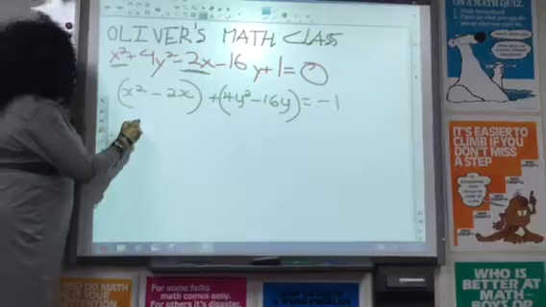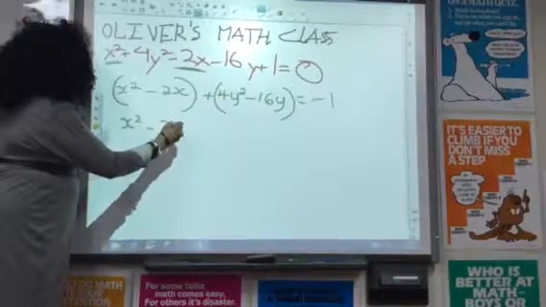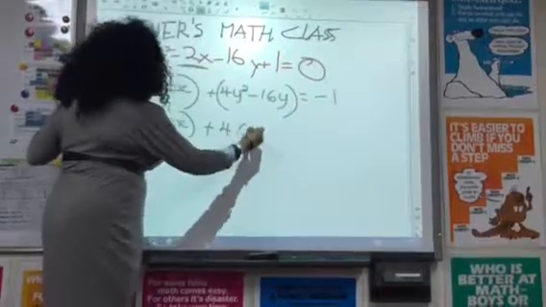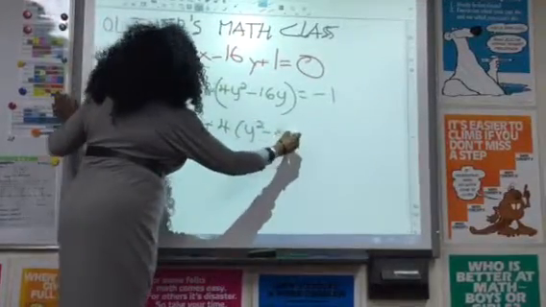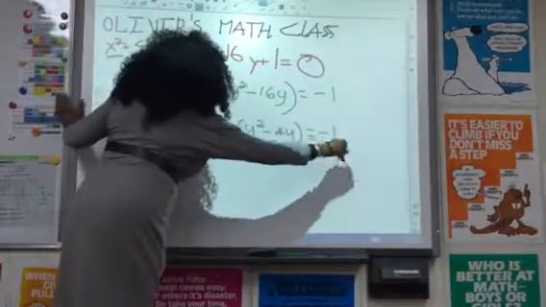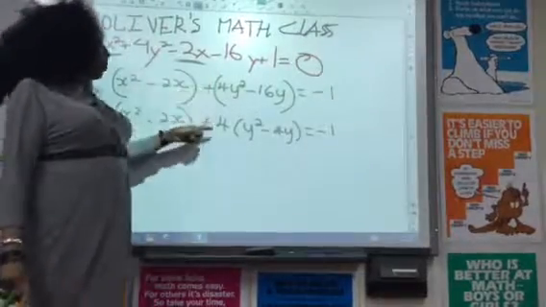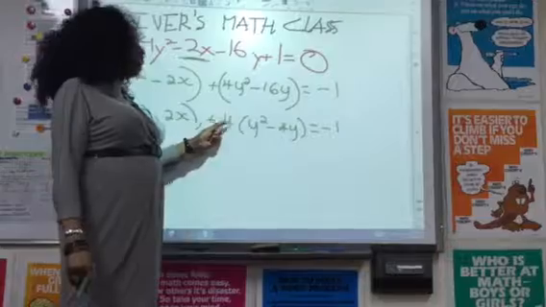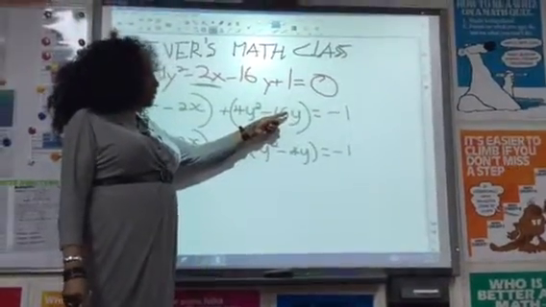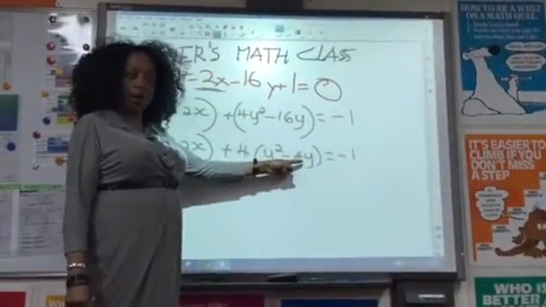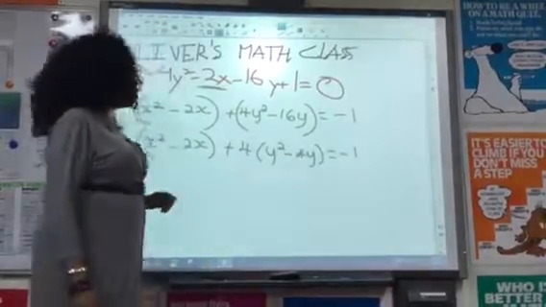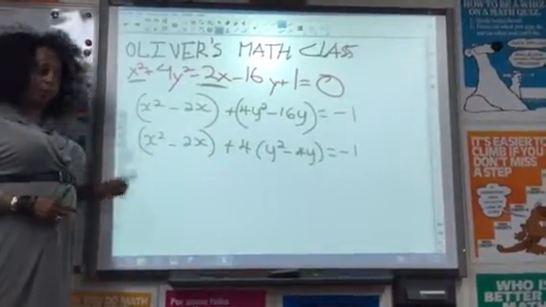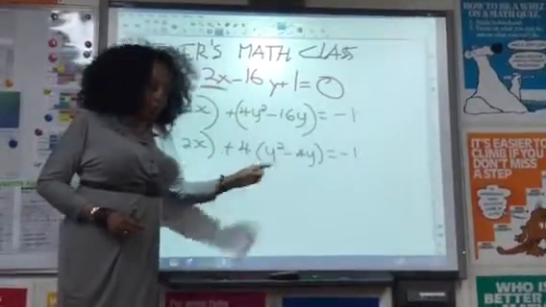Because when you're doing completing the square, the coefficient of a must be 1. So you're going to have x squared minus 2x plus 4 times y squared minus 4y is equal to negative 1. Because we divided 16 by 4. 4 times y squared would give you y squared. Positive 4 times negative 4y, you'll get a negative 16y. See that? Now we can make it a perfect square because the coefficient of this is 1. The coefficient of that is also 1.